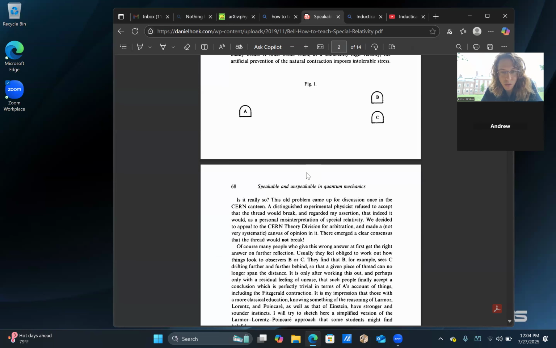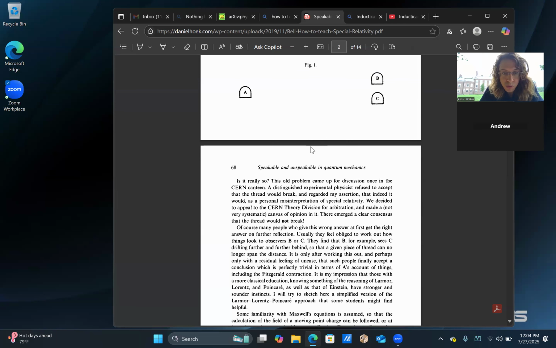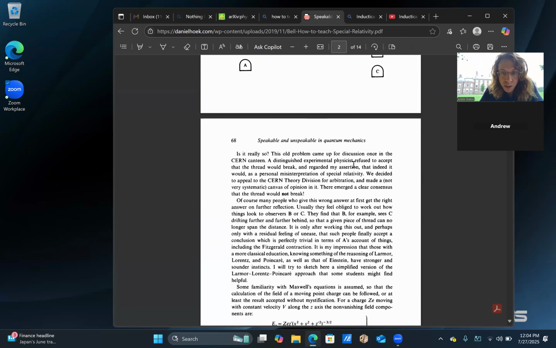He asks. This old problem came up for discussion once in the CERN canteen. A distinguished experimental physicist refused to accept that the thread would break and regarded my assertion that it indeed would as a personal misinterpretation of special relativity. We decided to appeal to the CERN theory division for arbitration and made a not very systematic canvass of opinion on it. There emerged a clear consensus that the thread would not break.